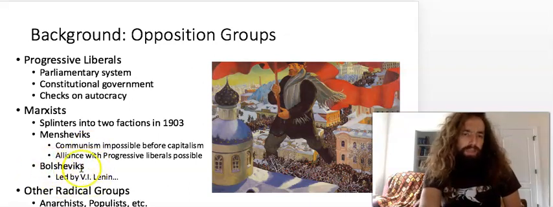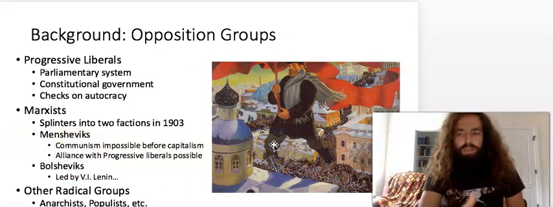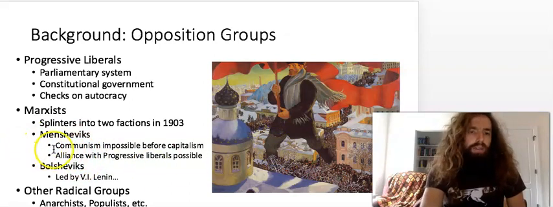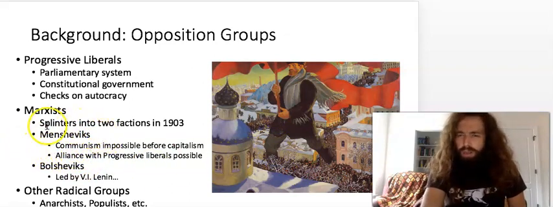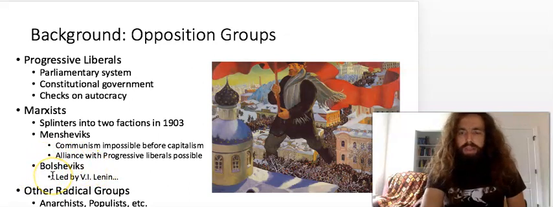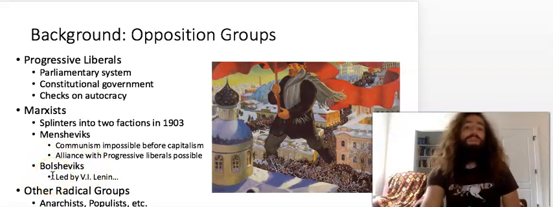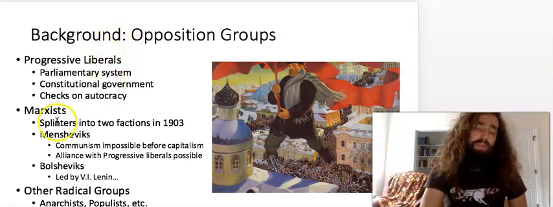Bolsheviks means the majority or the big group, whereas Mensheviks means the small group. This is because of a split that happened between the two Marxist factions. However, in fact, the Mensheviks were actually the much larger group. So calling themselves the Bolsheviks was actually kind of a lie, because they were clearly the minority among Marxists in Russia. So those are the two main opposition groups, the progressive liberals and the Marxists.